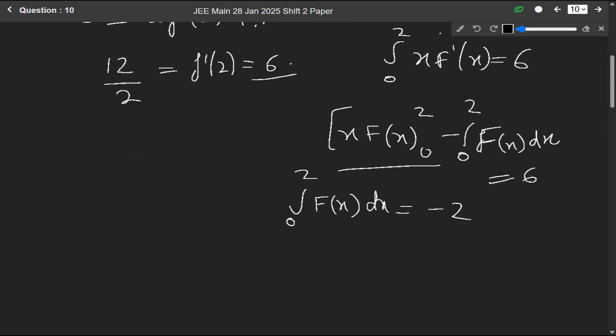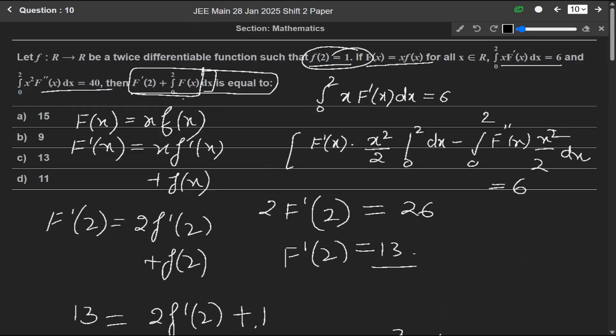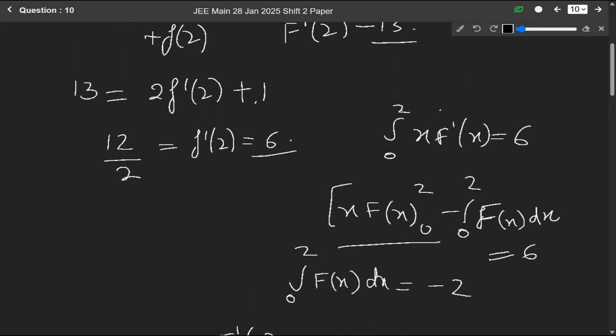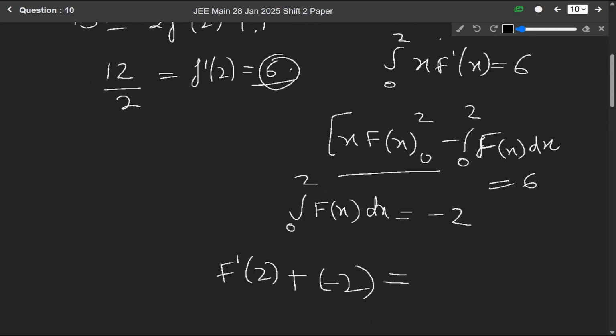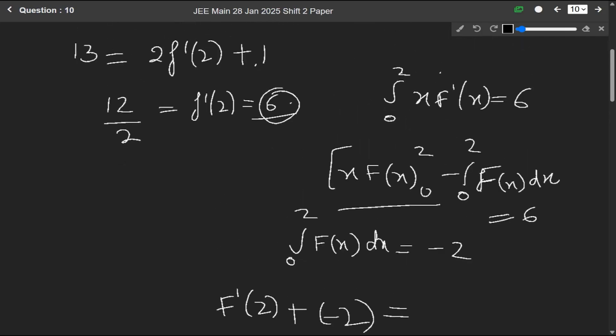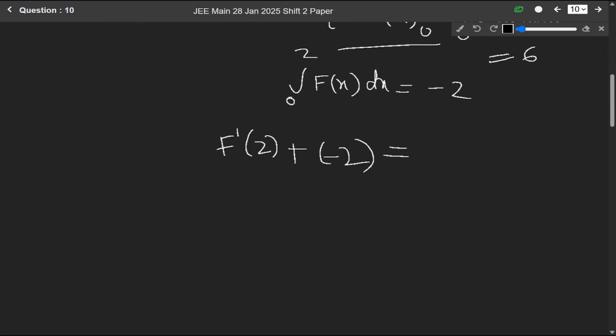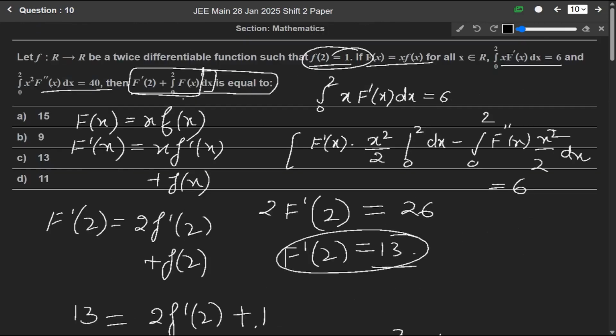So therefore, we have to find the value of f'(2) plus this. So f'(2) plus this minus 2 will be equal to f'(2). Sorry, f'(2) is 13. So 13 minus 2, it will be 11 here. So our answer is 11. So option D is the correct answer.